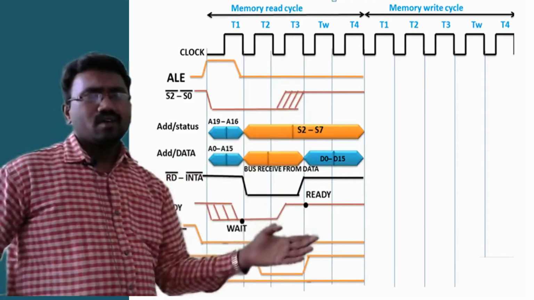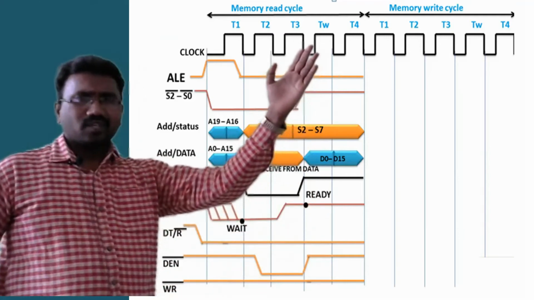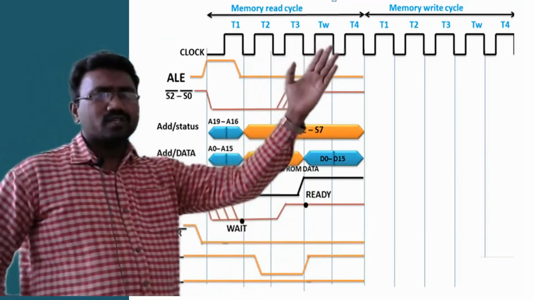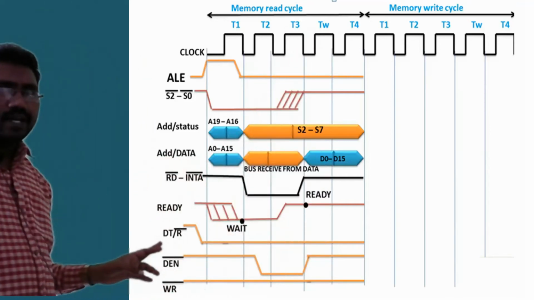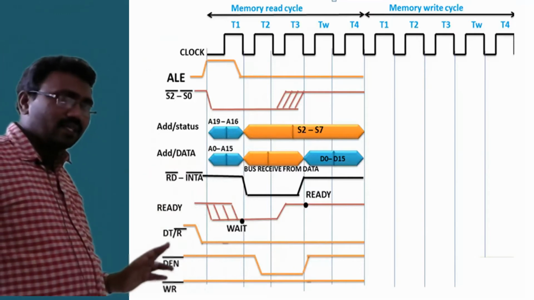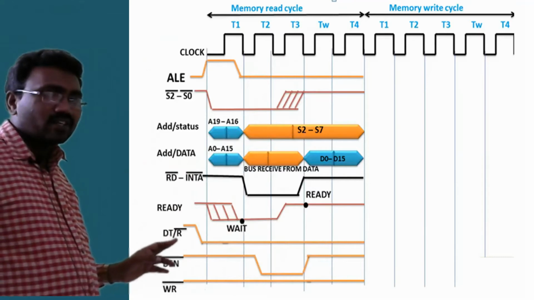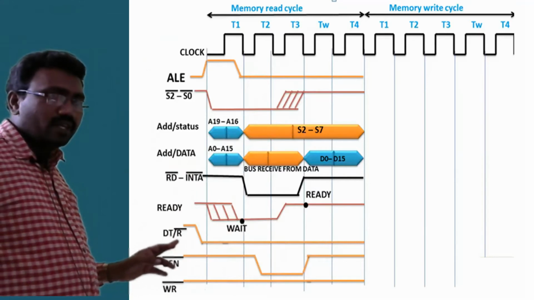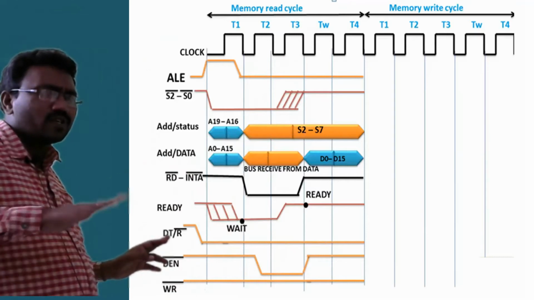Why? Because some devices are slow devices. Until the device is ready, the processor inserts some waiting clock cycles between T3 and T4. Next, what about DT/R bar, data transmitting? We discussed all these pins in the last session, in the pin diagram. DT/R bar: if this pin is 1, it is transmitting, that is, processor to memory.